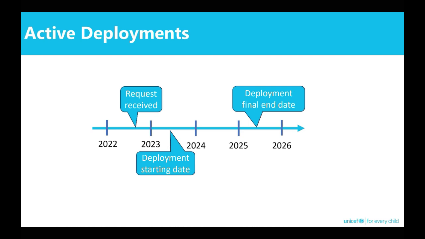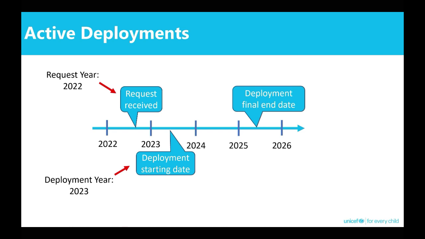A standby partner team received the request from the requesting office in 2022. So 2022 is recorded as the request year. Then, as you see in our example, the deployment actually starts in 2023. That makes 2023 the deployment year, the year when the expert officially starts the deployment. From there, the deployment could extend across multiple years.